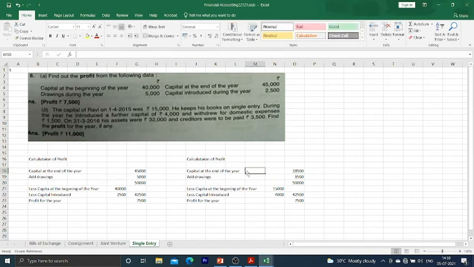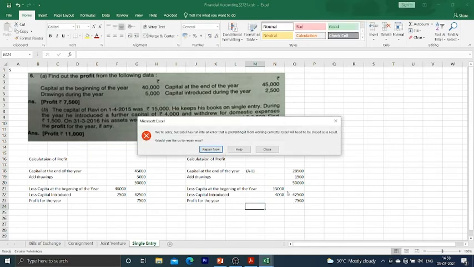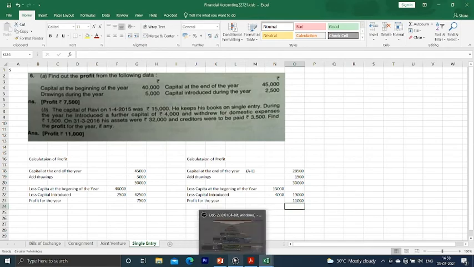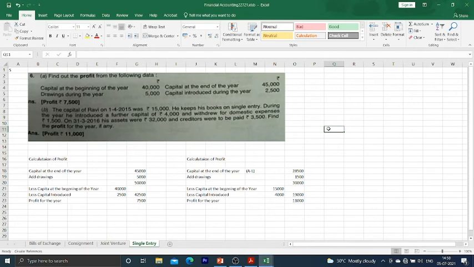The formula is assets minus liabilities. Calculating the profit gives 11,000 as the answer. Simple, very simple to do. One more we will try.